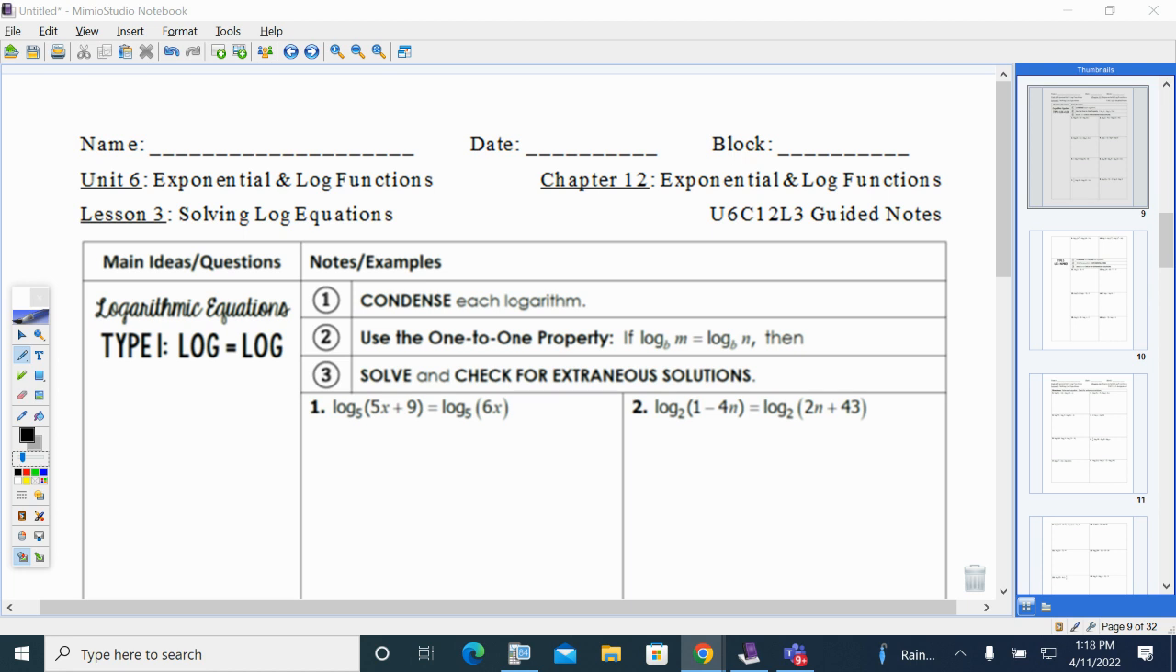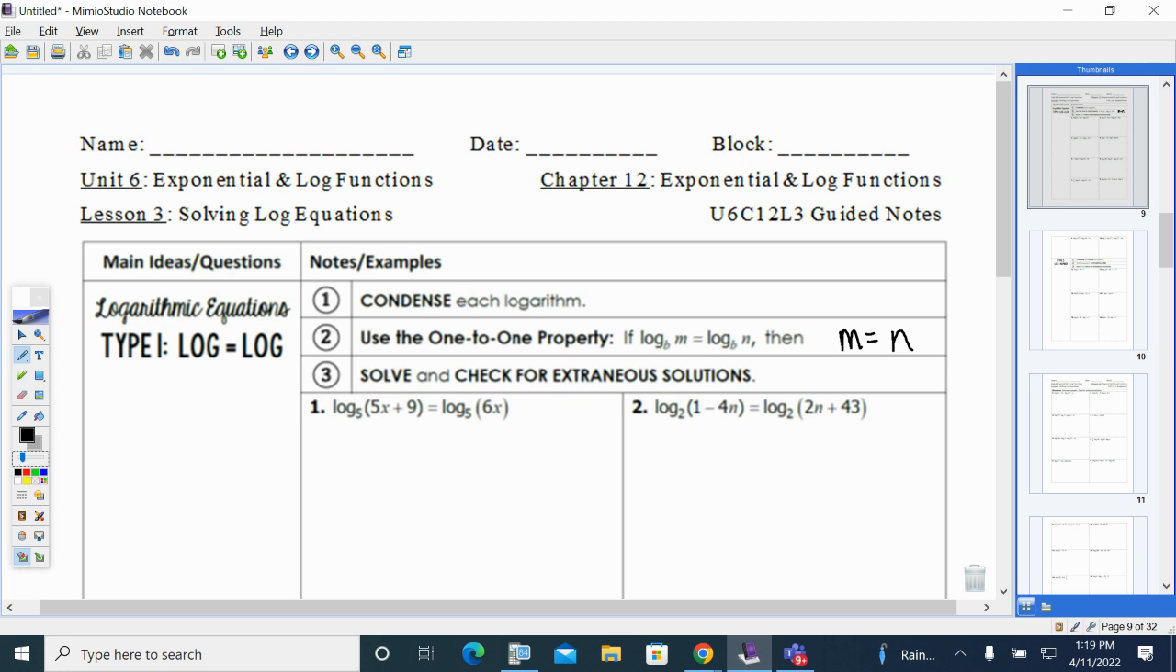First, it says condense each log. So you want to make sure that you have one log on each side. If you have multiple, then you have to use the rules that we learned in lesson number 2 to condense. Step number 2, use the one-to-one property. If log base b of m is equal to log base b of n, then we know that m equals n. And basically what I say is you just drop the log parts and set up your equation.